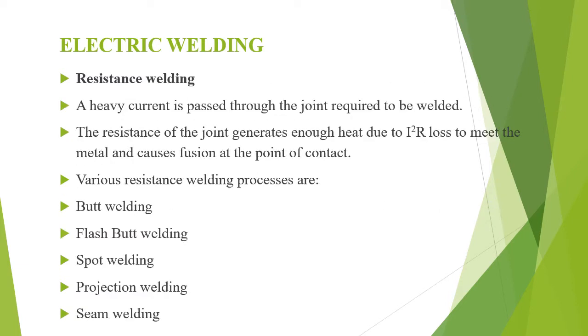Electric welding can be broadly classified into two types, resistance welding and arc welding, based on the application of pressure. Resistance welding. In resistance welding, a heavy current is passed through the joint which is to be welded. The resistance of the joint generates enough heat due to the I square R law to melt the metal, and it causes fusion at the point of contact. The various resistance welding processes are butt welding, flash butt welding, spot welding, projection welding, and seam welding.